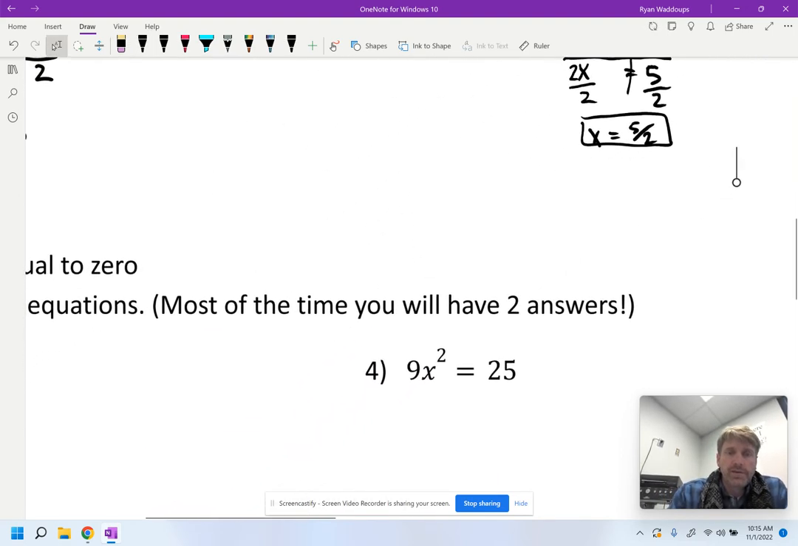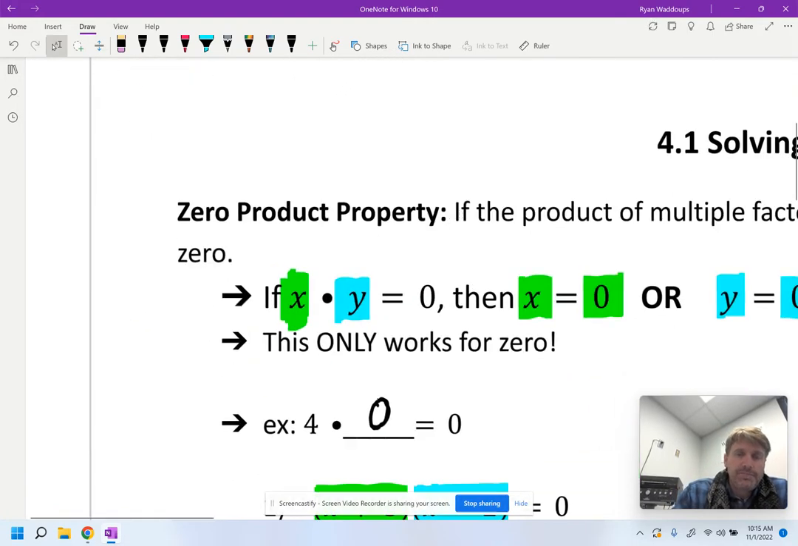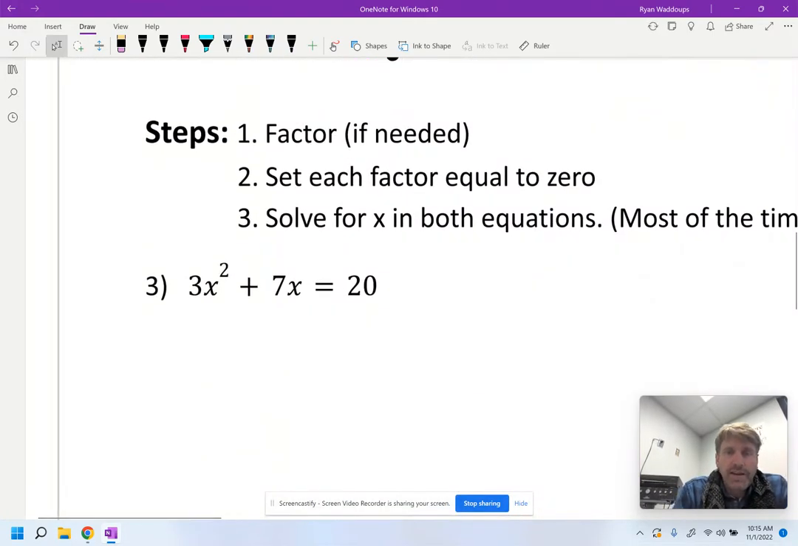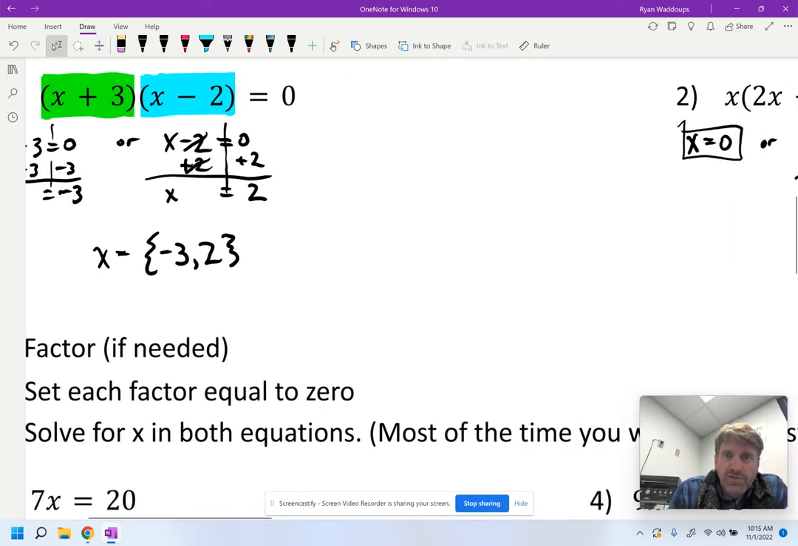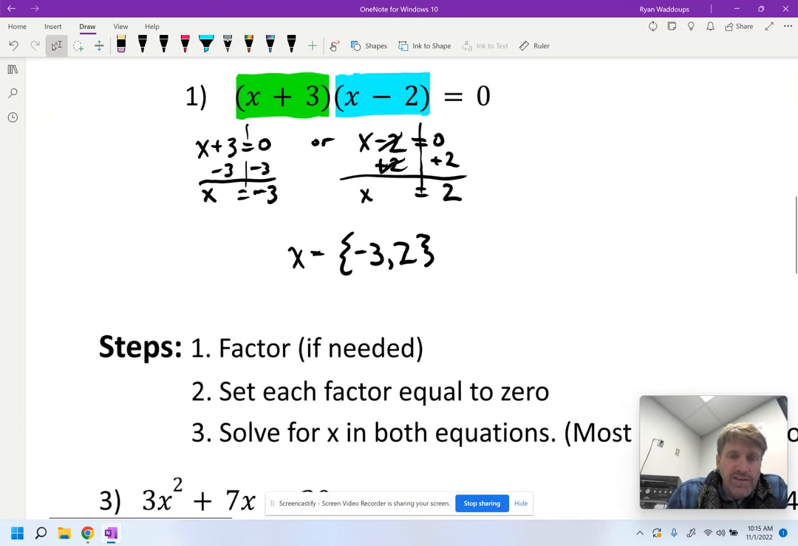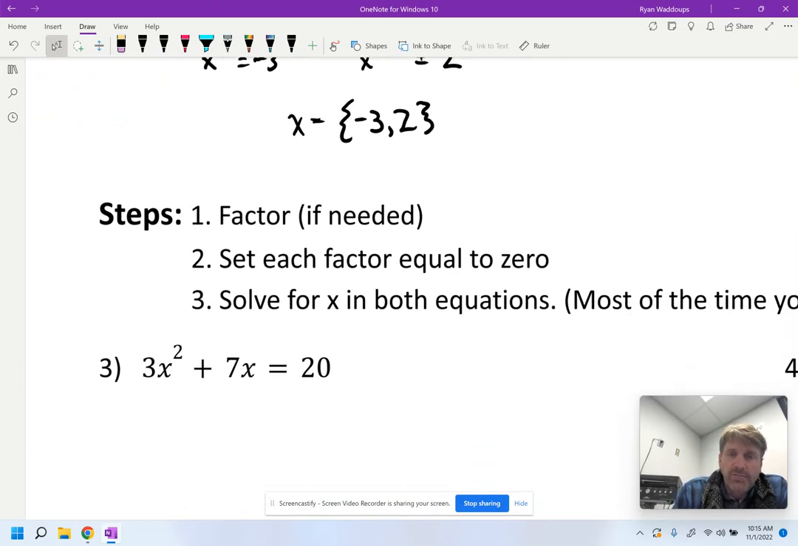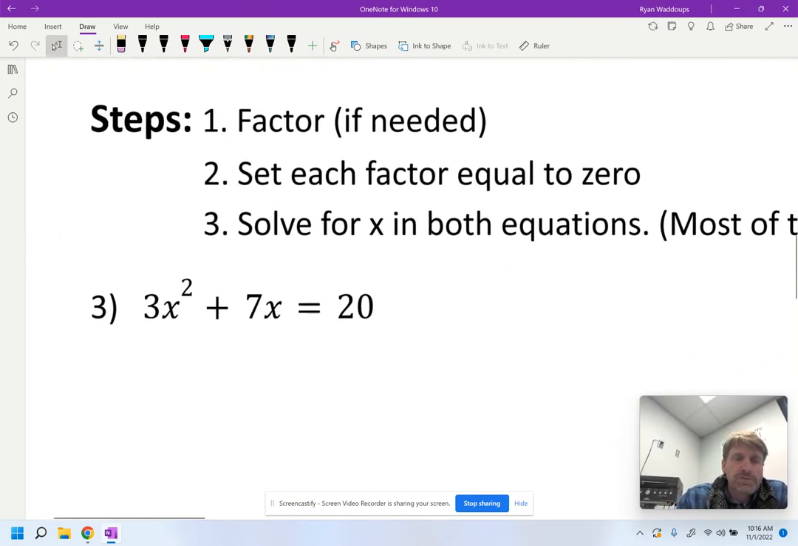All right, let's look at the steps then. It says factor if needed. It's needed if they're not already factored. Those two examples we just did, these problems were already factored. Set each factor equal to 0 and then solve for x in both equations. Most of the time you'll have 2 answers. Sometimes you can have more.